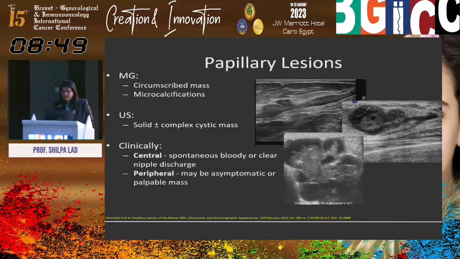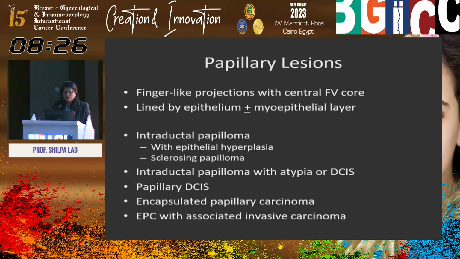Okay, what about papillary lesions? We had this wonderful lecture in detail about papillary lesions, so I'll speak in short here. They can come across as circumscribed masses or microcalcifications, complex solid cystic masses on ultrasound, and clinically often they present as spontaneous bloody or watery nipple discharge if there is a central papilloma, but peripheral papillomas may be completely asymptomatic.